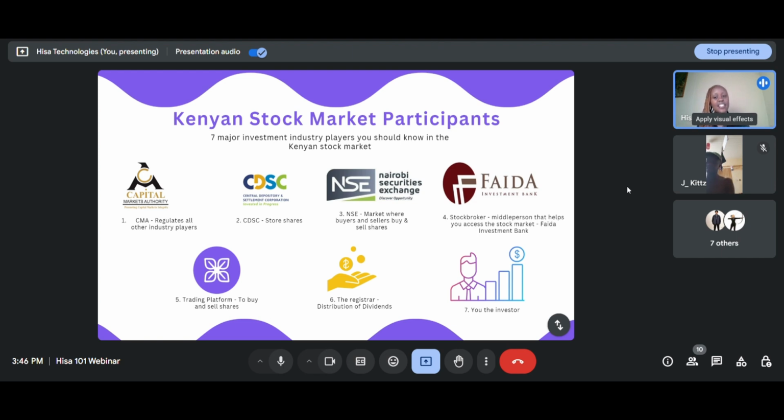CMA regulates, CDSC stores, NSE is the market where you go to buy and sell. Your stockbroker allows you to actually have access to the market, the trading platform is where you place your order, the registrar makes sure that you get your dividends, and lastly, you, the investor.